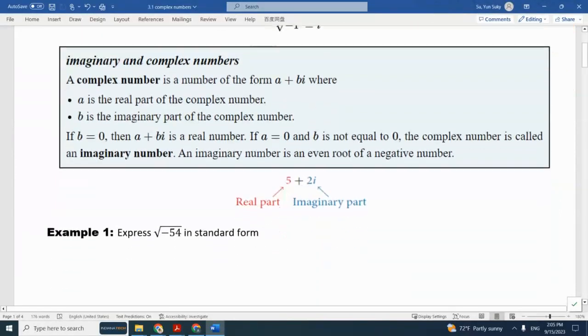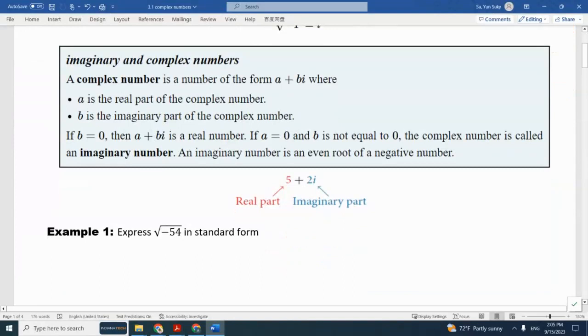So if you have a complex number, you have the real part and the imaginary part. You can think of the real part as the constant, and then you have, say, 2i. The 2 is like the coefficient of i, because you have the letter i there. So 2i is the imaginary part, and the constant is the real part. Okay, everybody?